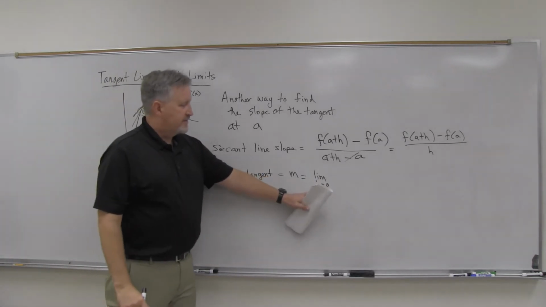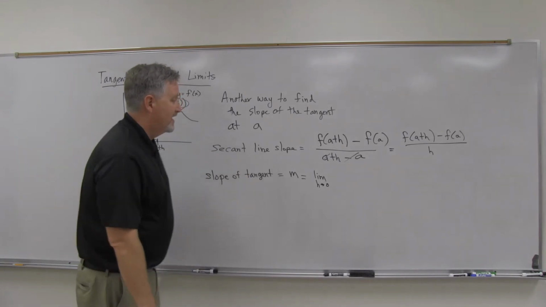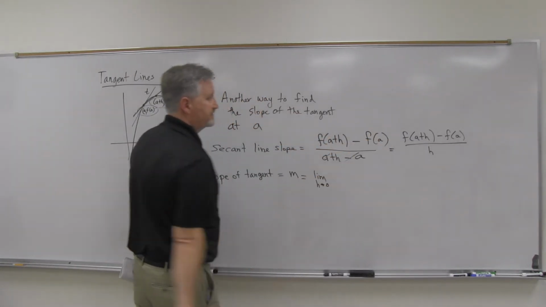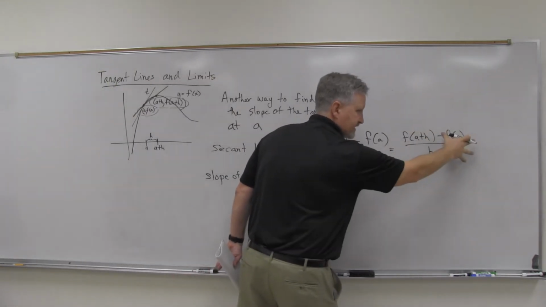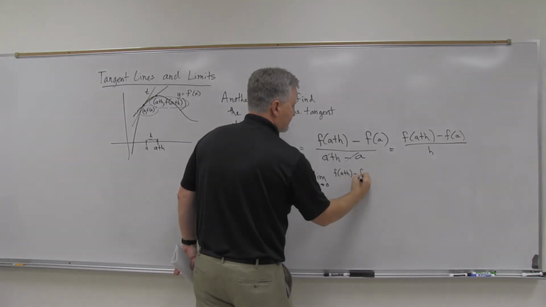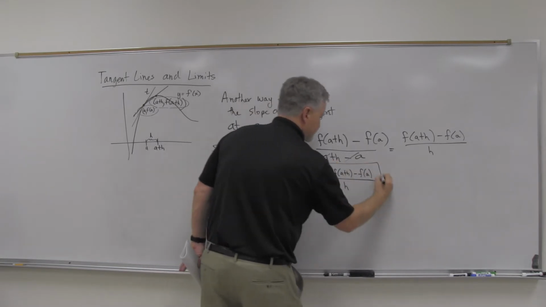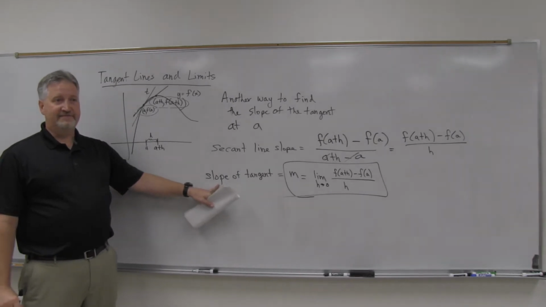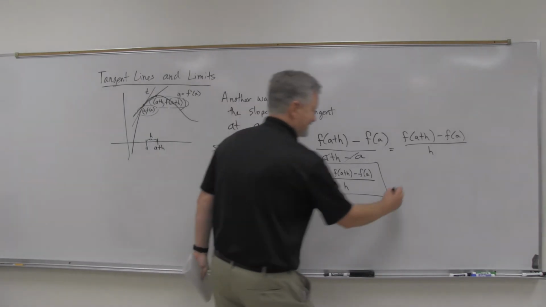So this is going to be the limit, not as x approaches a, but as h goes to 0. And then I just do this function, slope of this secant line. So it'll be the limit as h goes to 0 of this secant line stuff, f of a plus h minus f of a, over h. So that's our second formula, if you will, for finding the slope of the tangent. And they'll refer to that as equation 2.